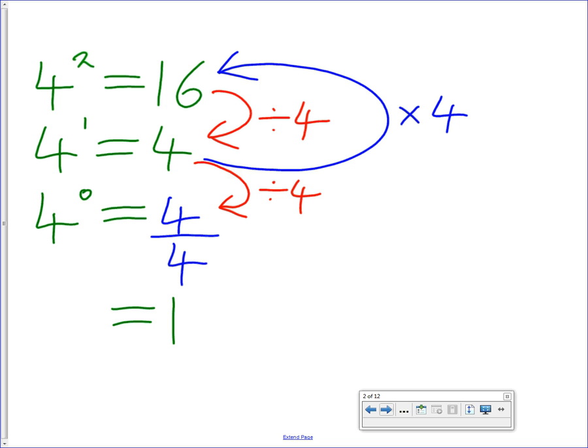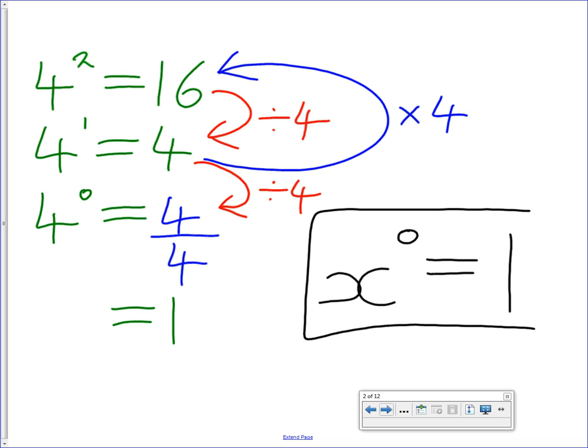In summary, any number represented by x to the power of 0 always equals 1. So if you ever have an index of 0, that will be 1.